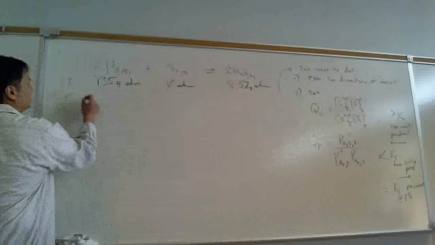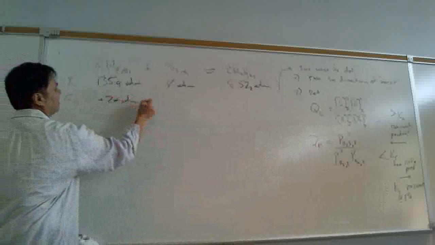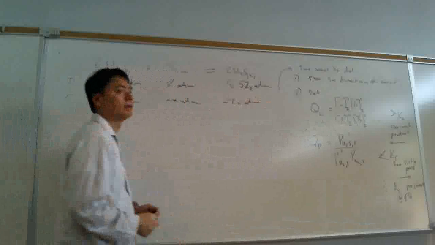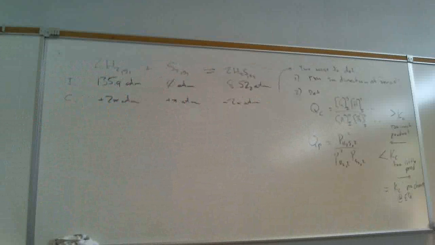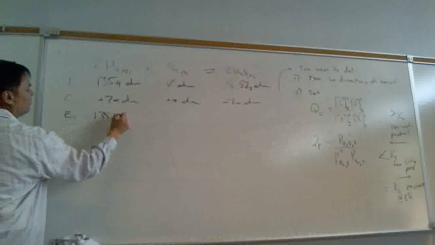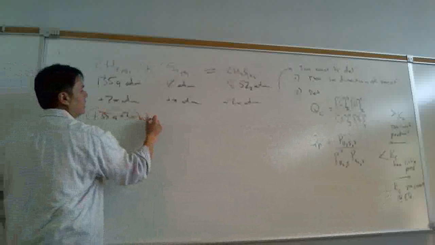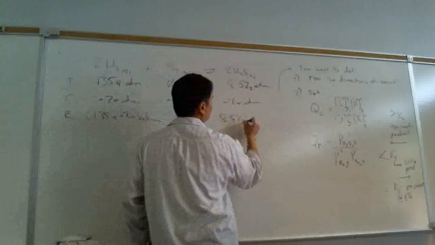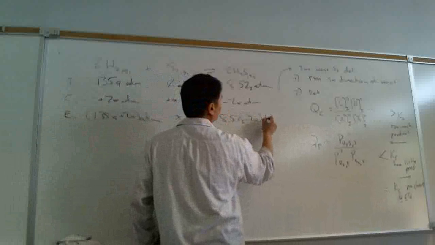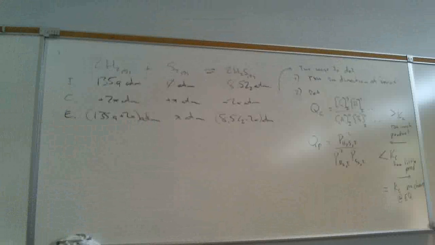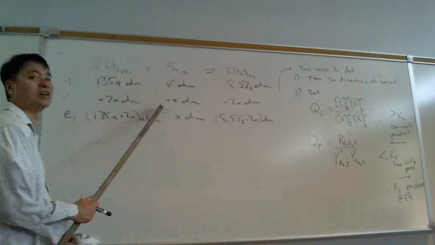And so the change here is going to be plus 2x atmospheres, plus x atmospheres, and minus 2x atmospheres. Here will be the change. And so at equilibrium, I'm going to get 135.9 plus 2x atmospheres, x atmospheres, 8.52 sub 2 minus 2x atmospheres. So here's my table that's set up. But let's see if they give me enough information, because right now I need to solve for x, but I don't know what x is.